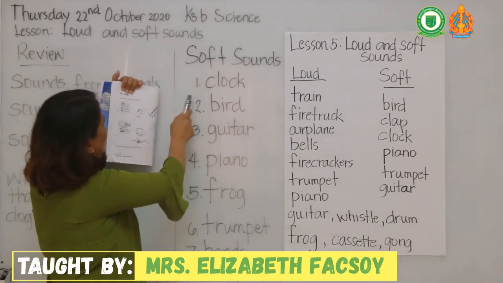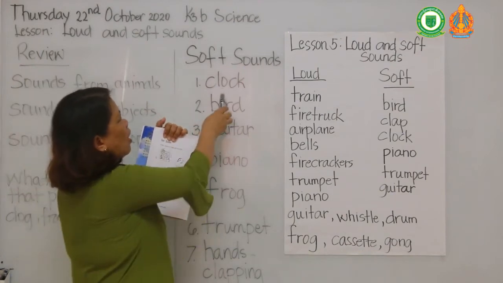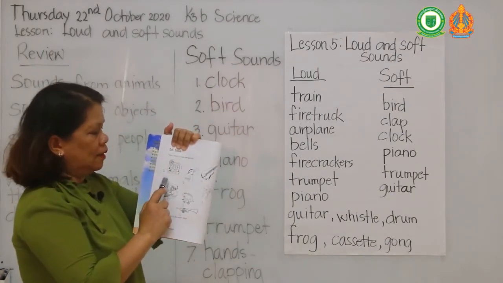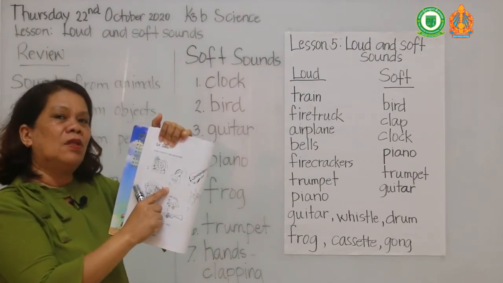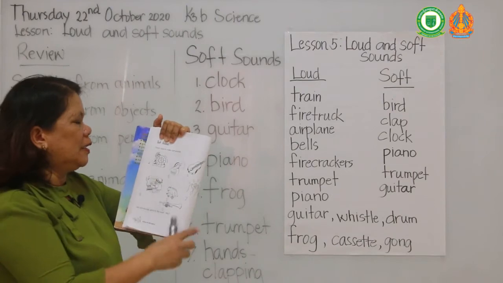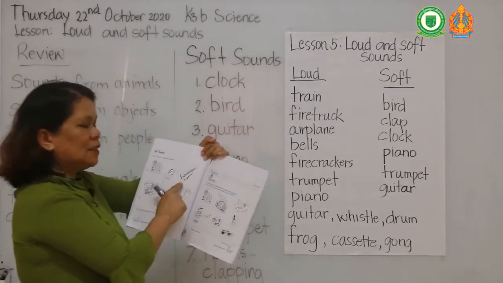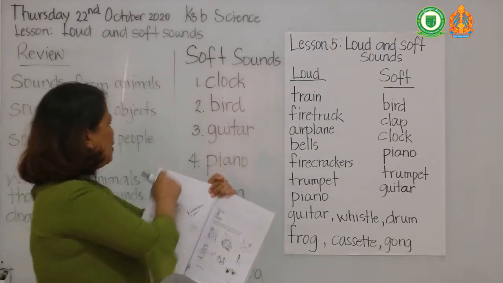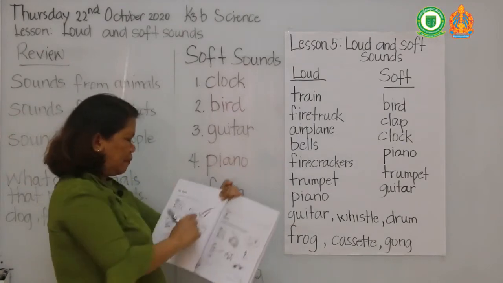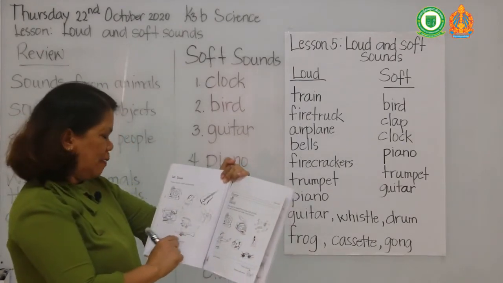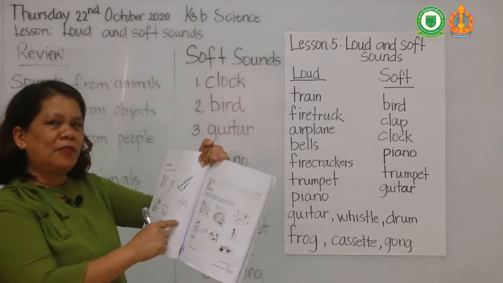So number 1, you see number 1 here, you write the name clock. Then number 2, the name of this animal is bird. You write the word bird. And number 3, guitar. And number 4, piano. Number 5, frog. Number 6, trumpet. And number 7, hands clapping.